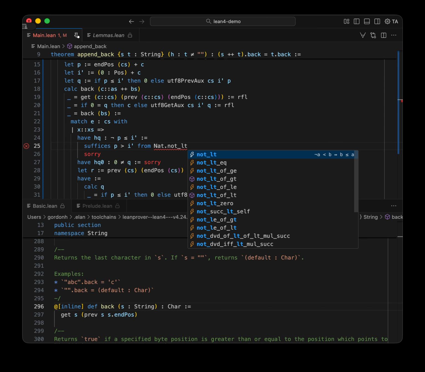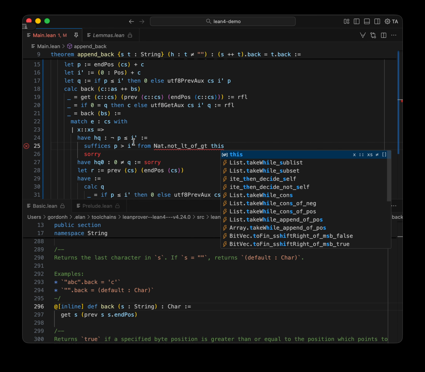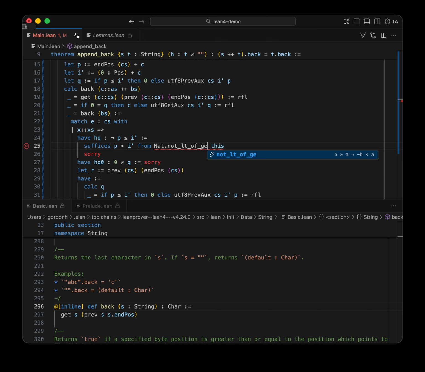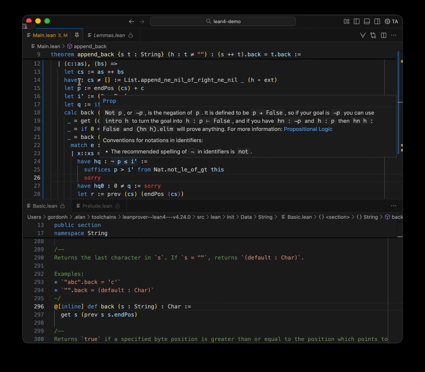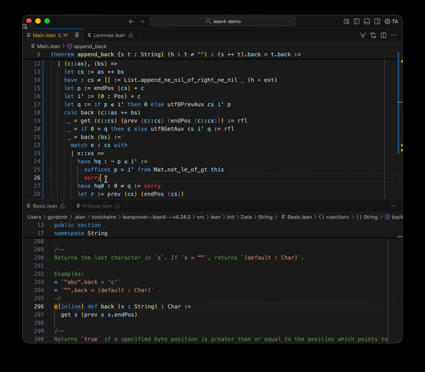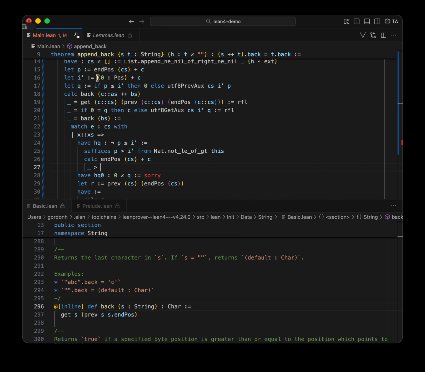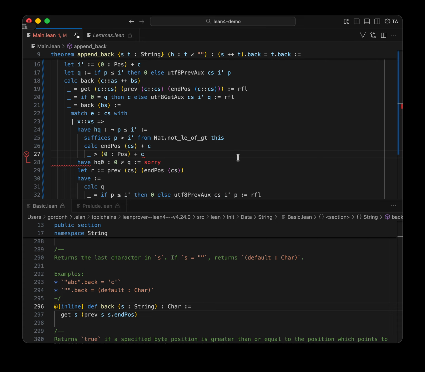Not empty or great. Yeah, this of G, not LE of GT. P greater than definition. This is what we want to show.